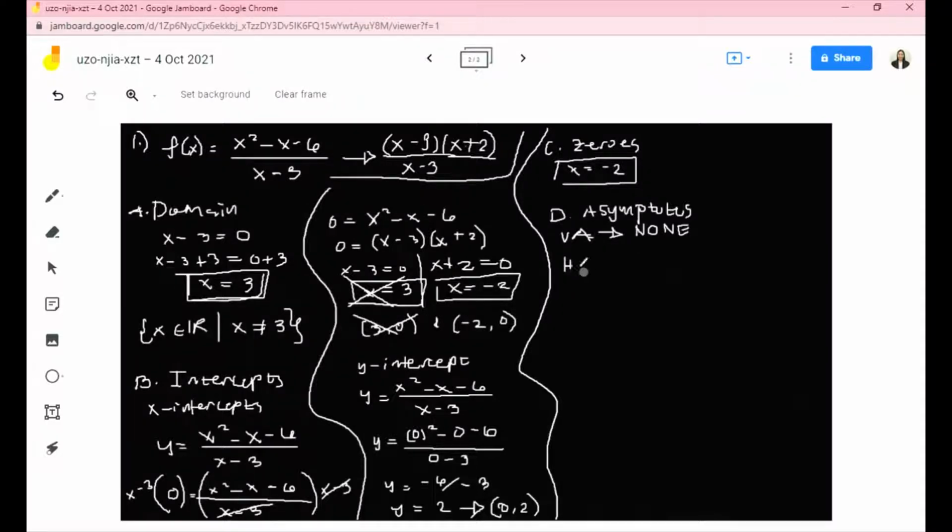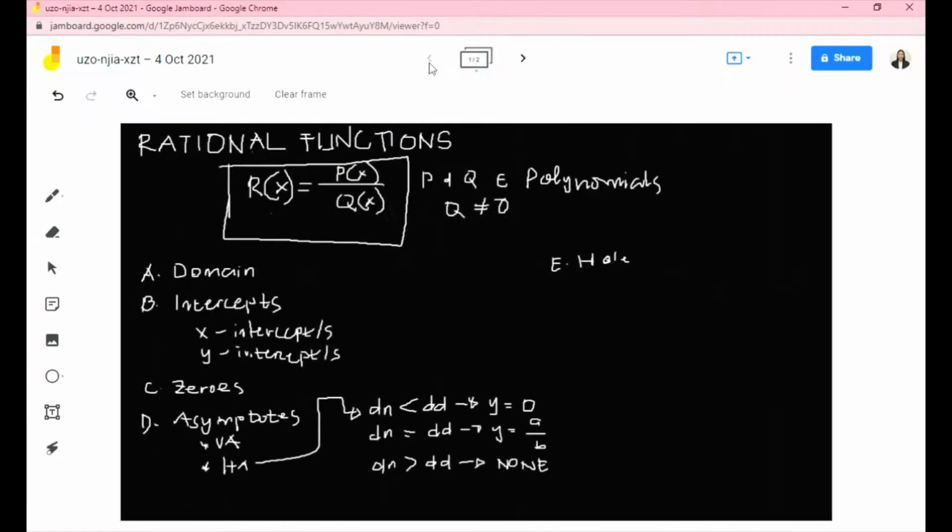Now let's have the horizontal asymptote. For the horizontal asymptote, let's compare the highest degree of the numerator, that is 2, and the highest degree of the denominator, that is 1. Now 2 is greater than 1, so let's check that in here. The degree of the numerator is greater than the degree of the denominator. What do we have here?